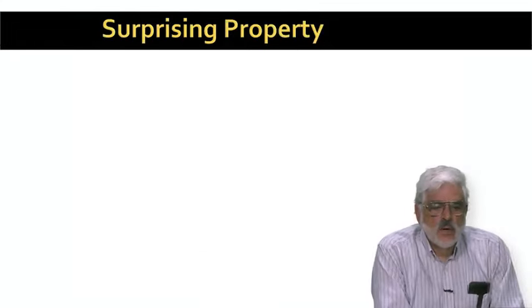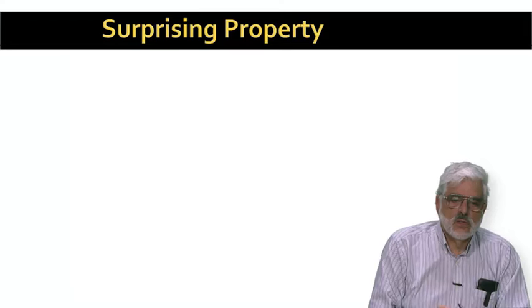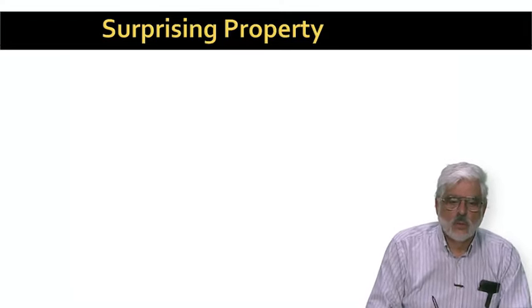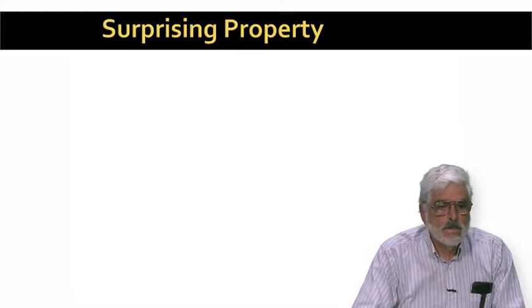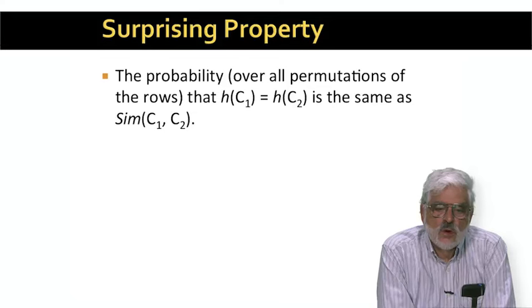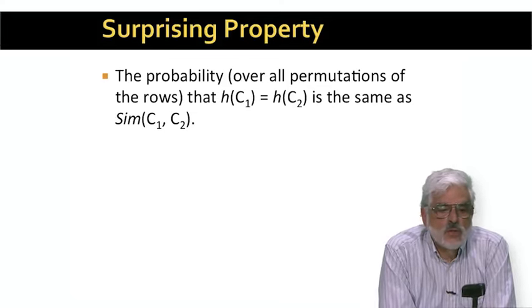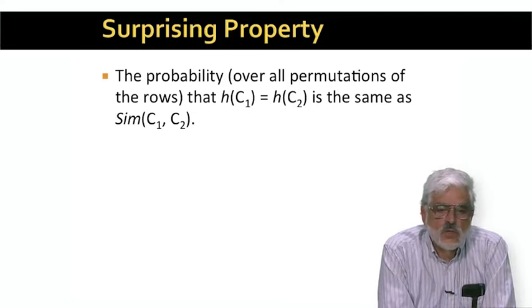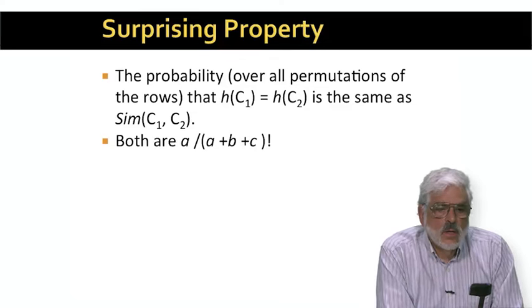Now, the reason we like min-hashing as a way to summarize sets is expressed by the following remarkable property. Suppose we consider all possible permutations of the rows and ask, for what fraction of the permutations will the min-hash values for the two columns C1 and C2 be the same? It turns out this probability is exactly the Jaccard similarity of the columns or the sets they represent. Now, here's a simple proof of this fact.